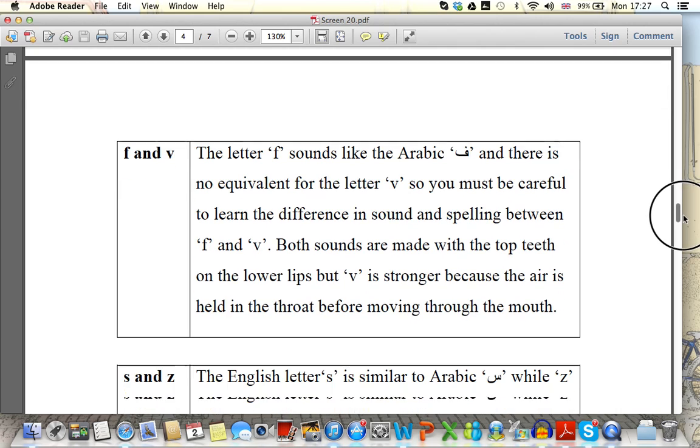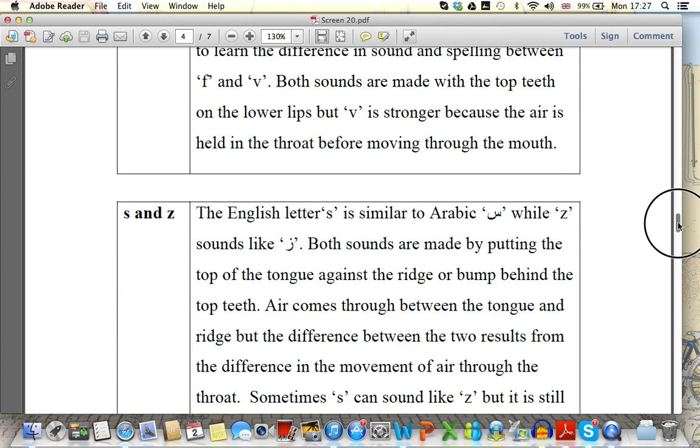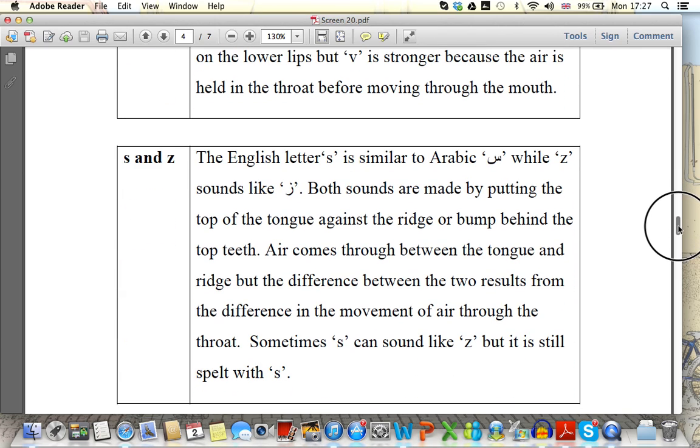The third set of letters, f and v, are similar to b and p. F is a letter that is found in Arabic, the fa, but there is no equivalent to the letter v. So therefore, again, you need to be very careful with the difference between, for example, words like fan and van. We have another pair of letters that also have equivalents in Arabic, s and z.